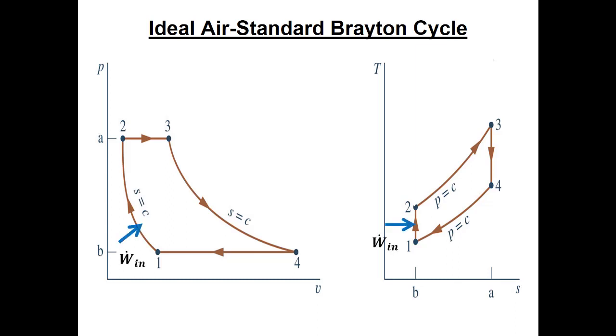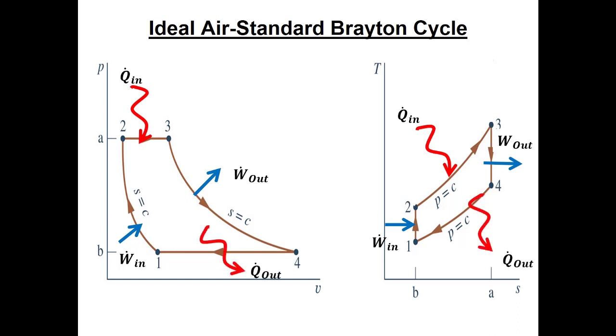In our first process, we're adding power. In our second process, we're adding heat through the combustor. In our third process, we go through the turbine and we're generating power. And in our fourth process, we're rejecting heat to the environment. So this is what a PV or a TS diagram looks like for a Brayton cycle.